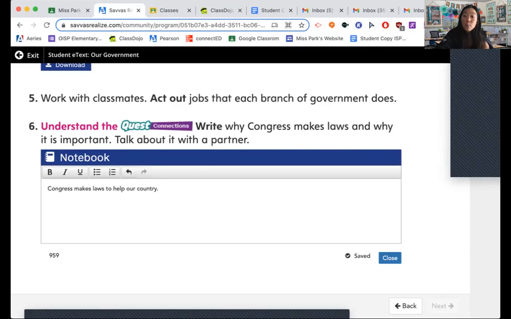Now, you can add more to it. You can explain how they help our country. The laws can help our country by keeping people safe, by giving people equal rights, by giving people the ability to have a home, to have education, to be able to have food and water. There's lots of different reasons why Congress makes laws, and it's important because it helps our country and helps the people in our country. I'm going to put this in the chat.